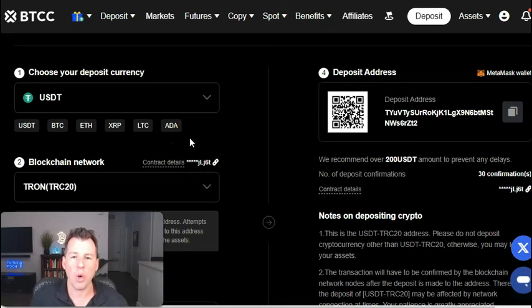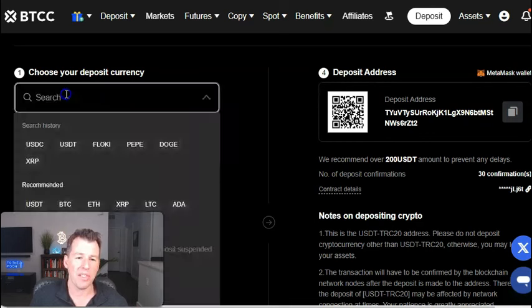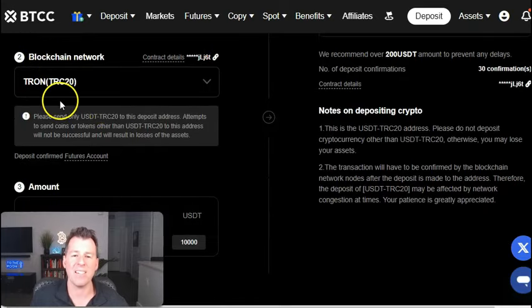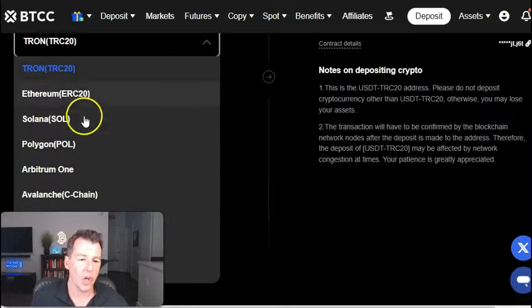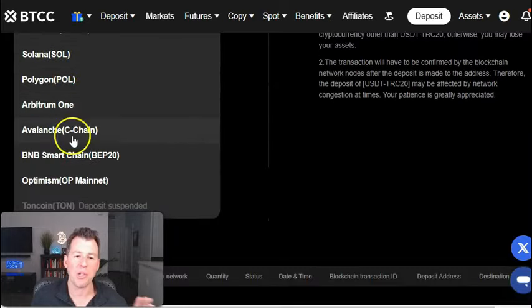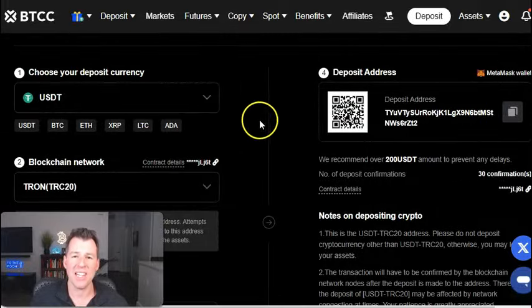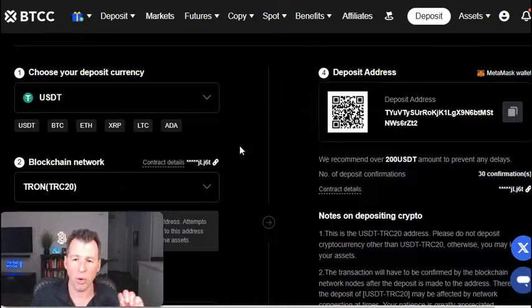So you can deposit any coin on the platform here. And for USDT and USDC, check it out. You can deposit these two coins on 9 different networks: Tron, Sol, Polygon, Arbitrum, Avalanche, BNB, and Optimism. Coinbase, you can only deposit USDT on one network, Ethereum. Huge advantage of BTCC over Coinbase.